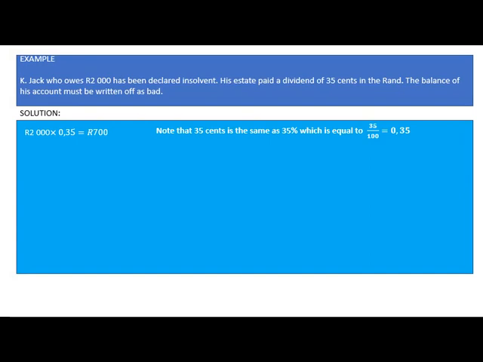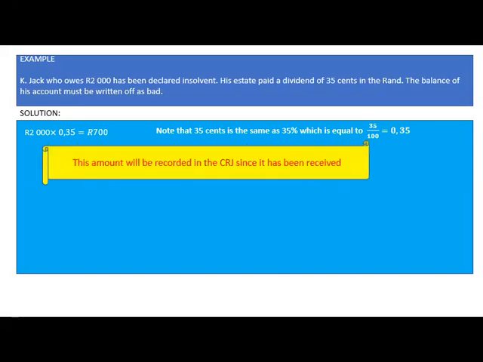So when you add those 35 cents per 1 Rand, and there's 2,000 of them in total, you will get 700 Rand. That 700 Rand is money we receive. It will be recorded in the cash receipts journal since it has been received.